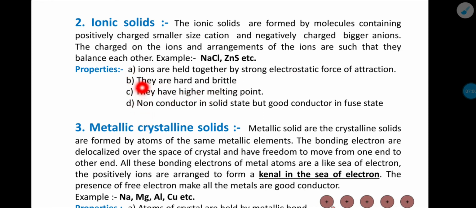Properties of ionic solids: ions are held together by a strong electrostatic force of attraction between the oppositely charged ions. They are hard and brittle. They have higher melting points. Salts have a higher but sharp melting point. Non-conductor in solid state but very good conductor in liquid state or fused state.